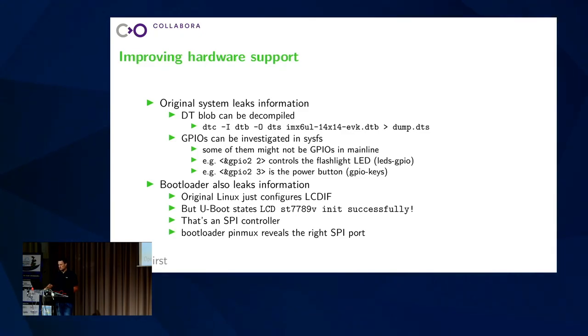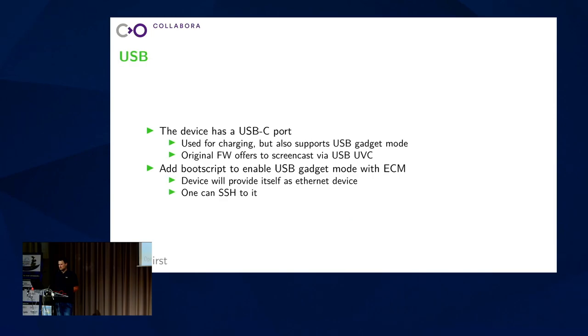But before looking at the display, I first of all was interested in the USB-C port, because serial is nice, but it's a little bit slow. And the USB-C port by the original firmware is used to expose the device itself as a webcam, which means obviously it can be used in gadget mode, and gadget mode can also be used to simulate a network device, and then I can SSH on the camera, which is a lot nicer than having to go over serial, especially over a Bluetooth-connected serial interface all the time.